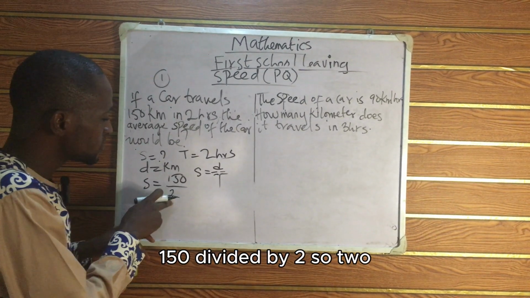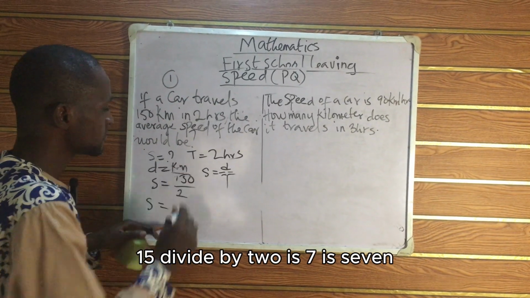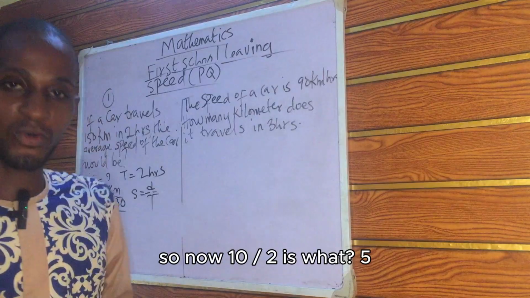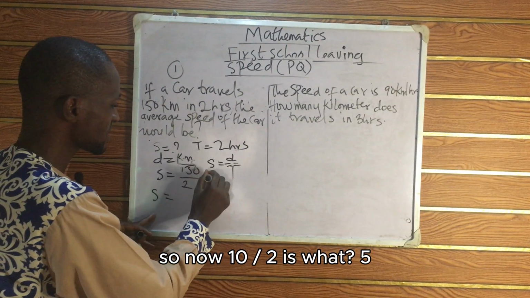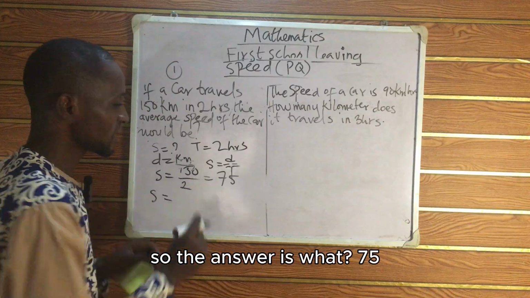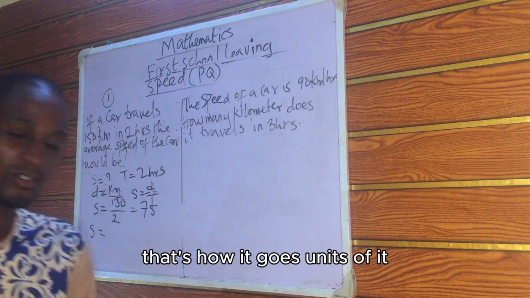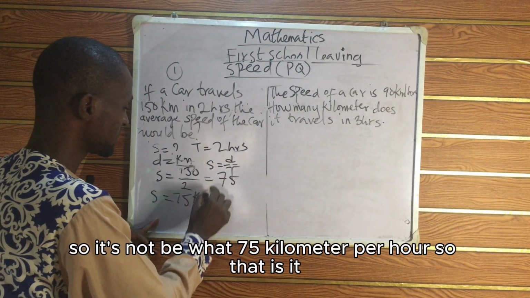So 15 divided by 2 is 7. Remember the 1. Are you with me? So now 10 divided by 2 is 5. So the answer is 75. If you want to write it, you must write it in units. That's how it goes. So it's 75 kilometers per hour.